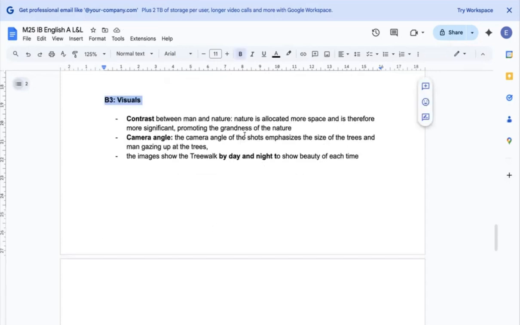The last point that is worthwhile to be noted is the use of visuals in the extract. What's pretty noticeable is first, the contrast between man and nature. Nature occupies more space and therefore looks more significant, promoting the grandness of the nature. And also the camera angle. The camera angle of the shot emphasizes the size of the trees, and man gazing up at the trees somewhat presents the insignificance of human. Also, the images show the tree walk by daytime and nighttime to show the beauty of each different time.